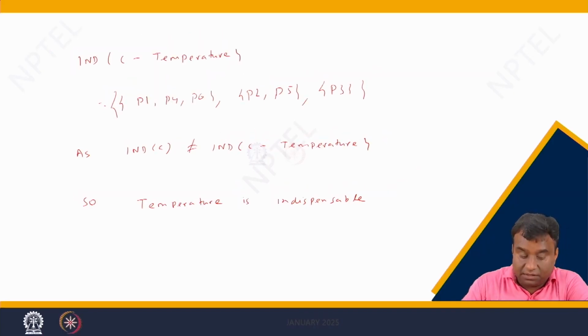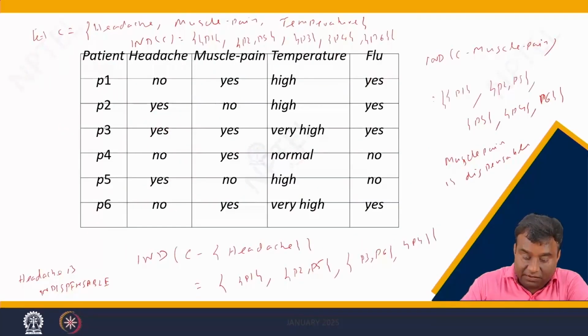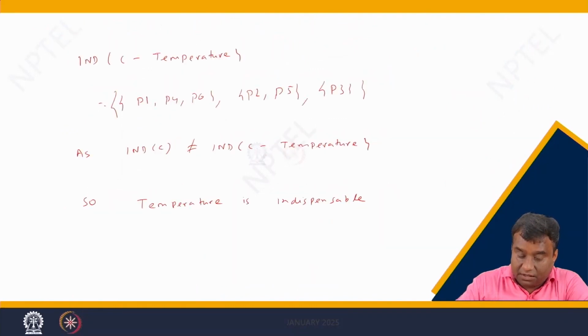Now try to understand the indiscernibility relation of C minus temperature. We remove the temperature. If you remove the temperature, then you will see no yes, so P1, P4, P6, then P2, P5, and P3 is different. So this is C minus temperature. Again, these two are not equal, so you can say temperature is indispensable. With this example, I hope you have understood the concept of indispensable and dispensable.